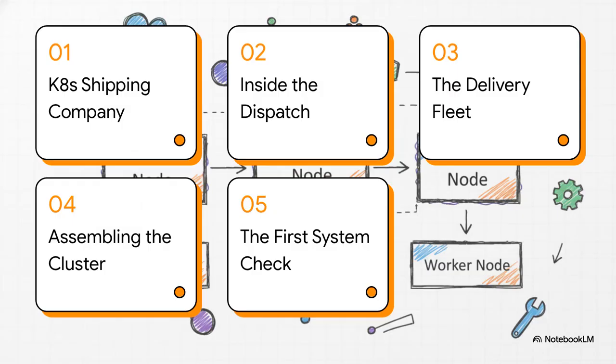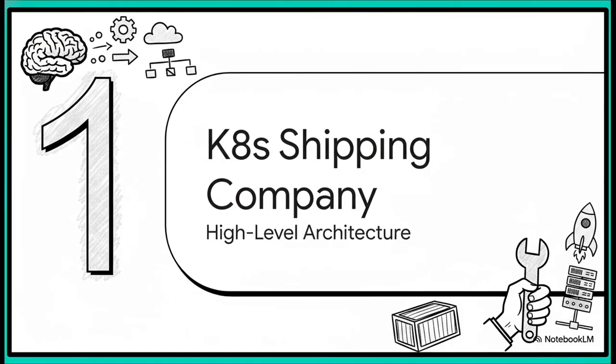So here's the plan. First, we'll take a look at the big picture blueprint of our company. Then we're going to peek inside the dispatch office, meet the managers. After that, we'll go check out the delivery trucks. And once we know all the parts, we'll actually put the whole thing together. And finally, we'll fire it up for the first time and run a system check to make sure we're good to go.